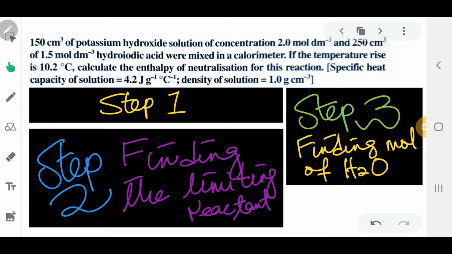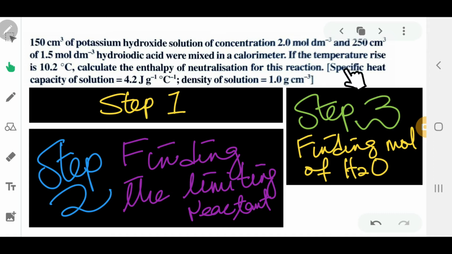Okay, so let's have a look at the first question for the coffee cup calorimeter. We have 150 cm³ of potassium hydroxide solution with a concentration of 2 molar and 250 cm³ of 1.5 molar hydroiodic acid, and they were mixed in a calorimeter. When I see an acid and a base mixing together, automatically I know that this will be a coffee cup calorimeter. If the temperature rise is 10.2 degrees Celsius, we need to find the enthalpy of neutralization for this particular reaction.